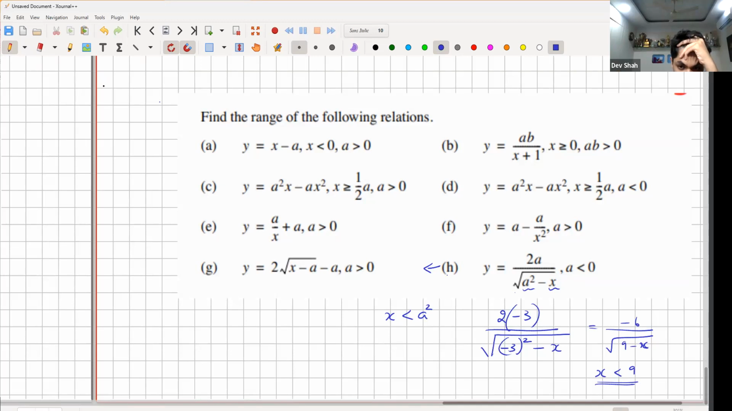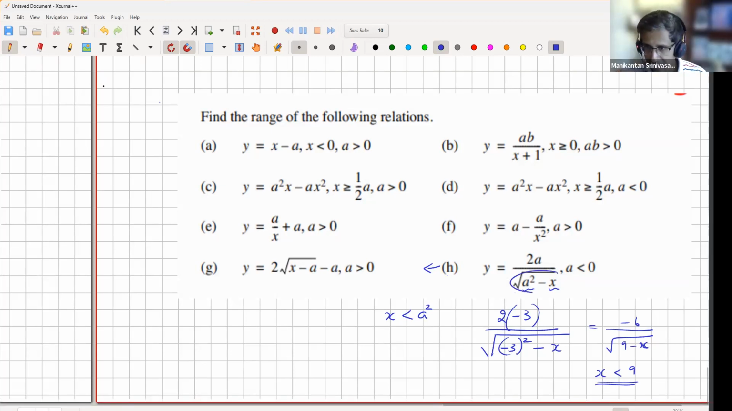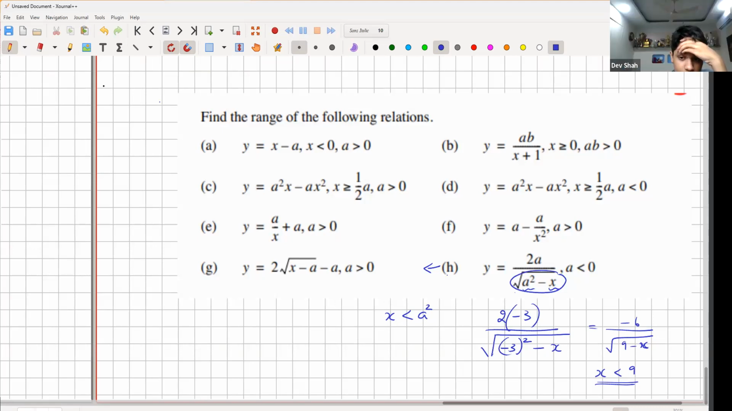And now comes the range, right? So this denominator we know is a positive quantity, but as close to 0 as possible. But there's no restriction on how close to 0. Correct? So as x nears a square, it can be very, very tinily close. And as x becomes substantially less than a square, the denominator can go all the way till infinity. Correct?